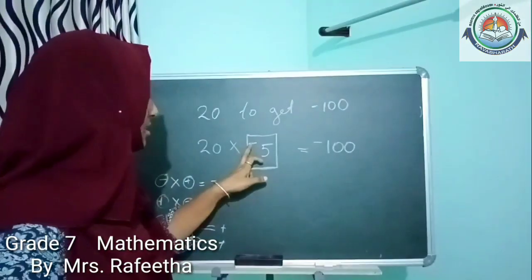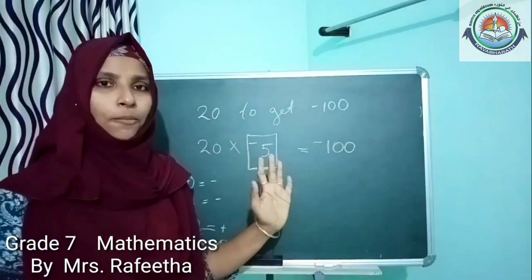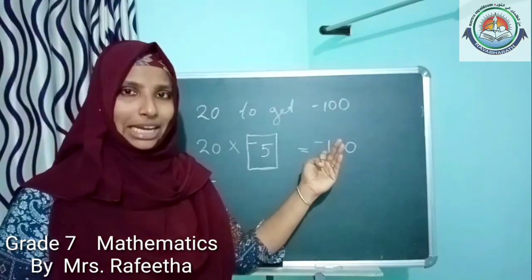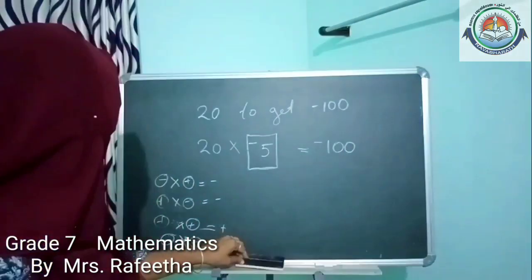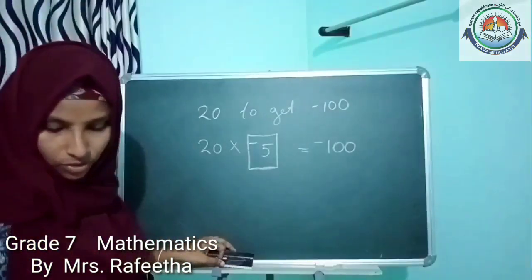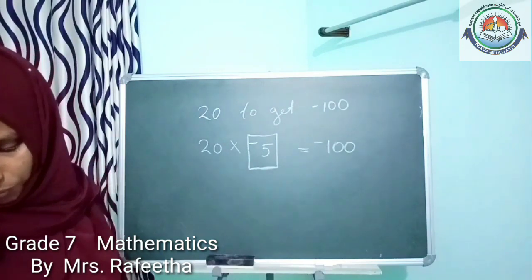If there is no minus, 20 into 5 is 100 only. Here they asked about the negative 100. Okay. So next, similar questions we can do.